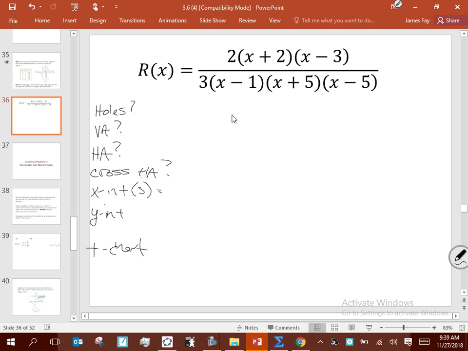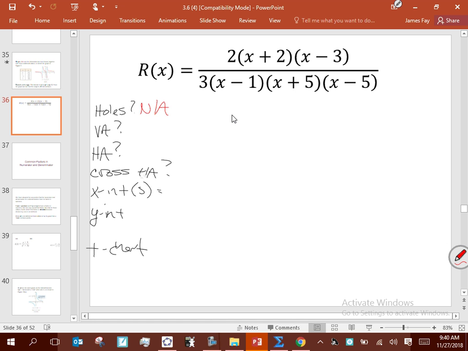Okay. Now, like we said, we were looking for, when we haven't seen these examples yet, but we said always look for factors that cancel. We don't have any here, right? Factors that cancel are going to yield holes. We don't have any factors that cancel, so we have no holes.